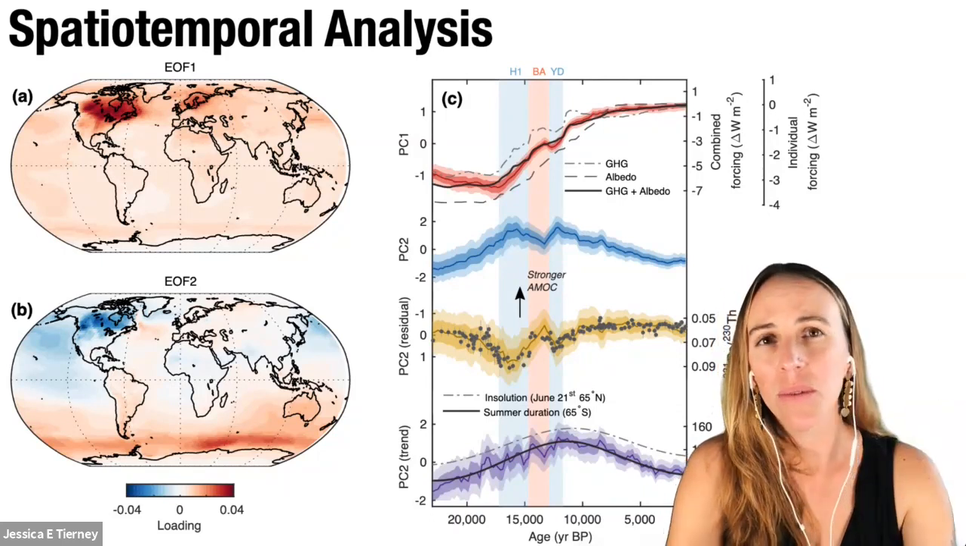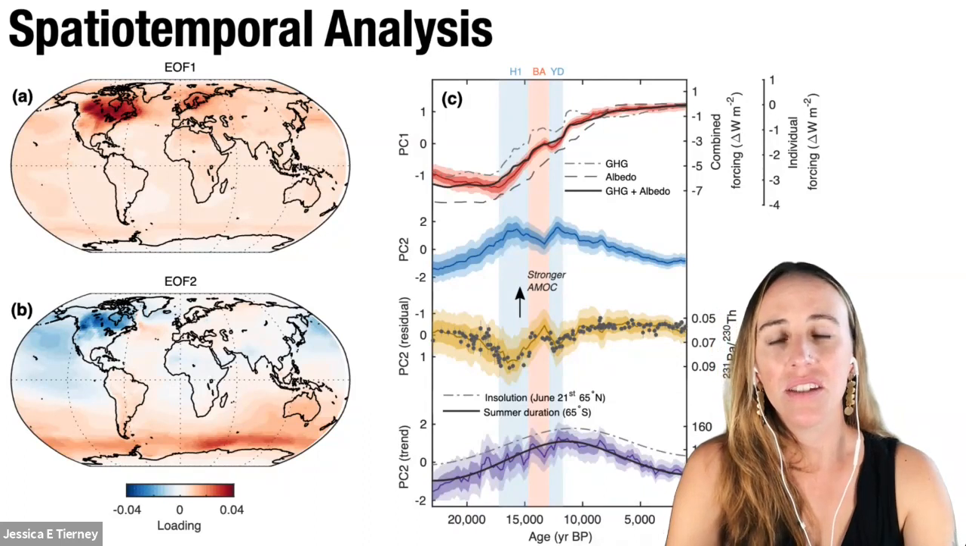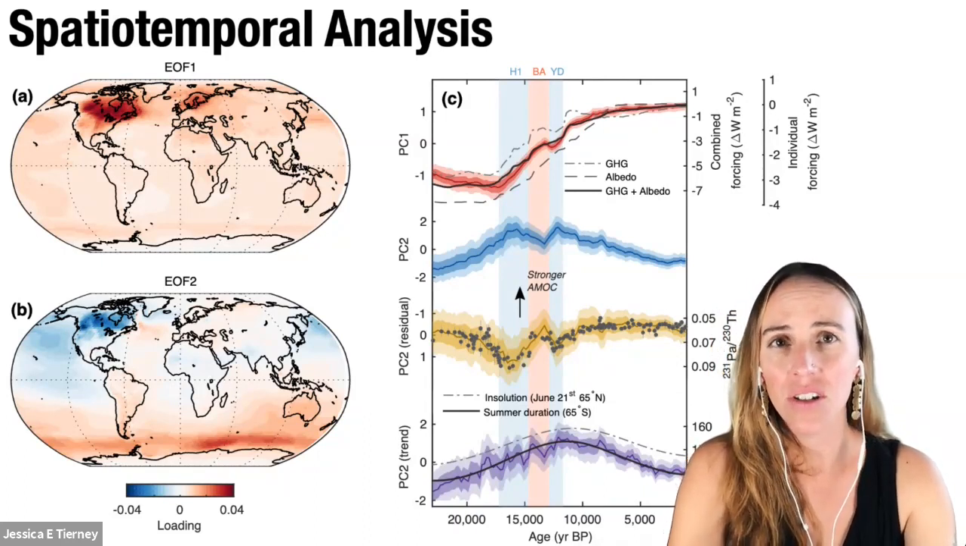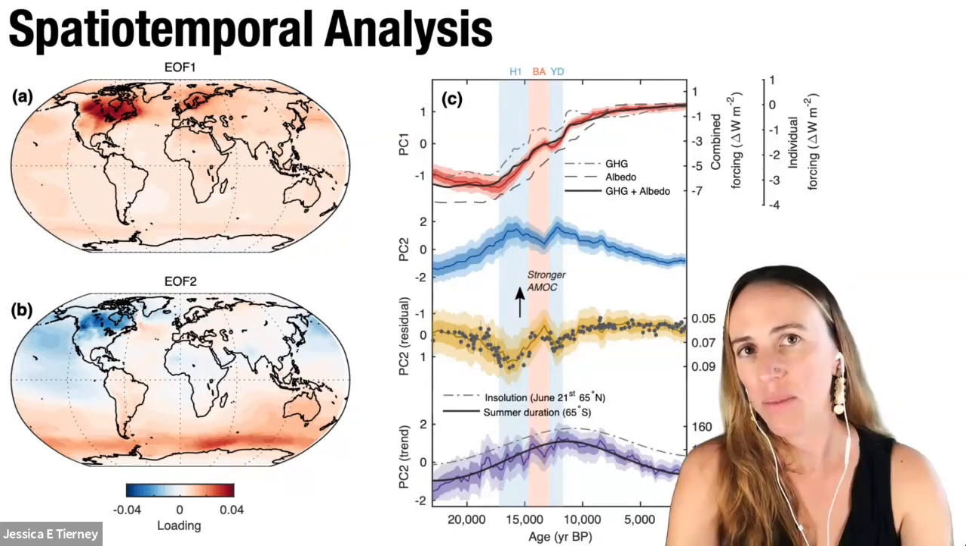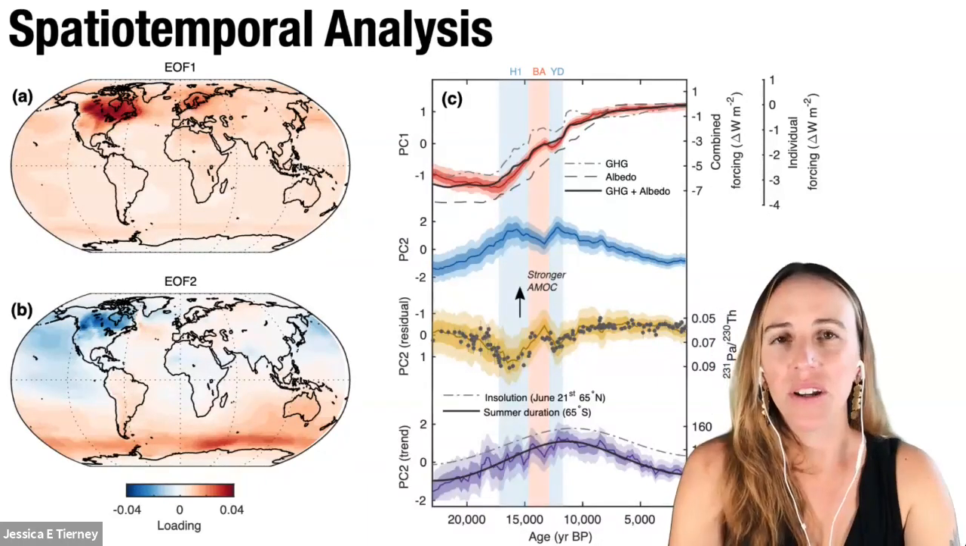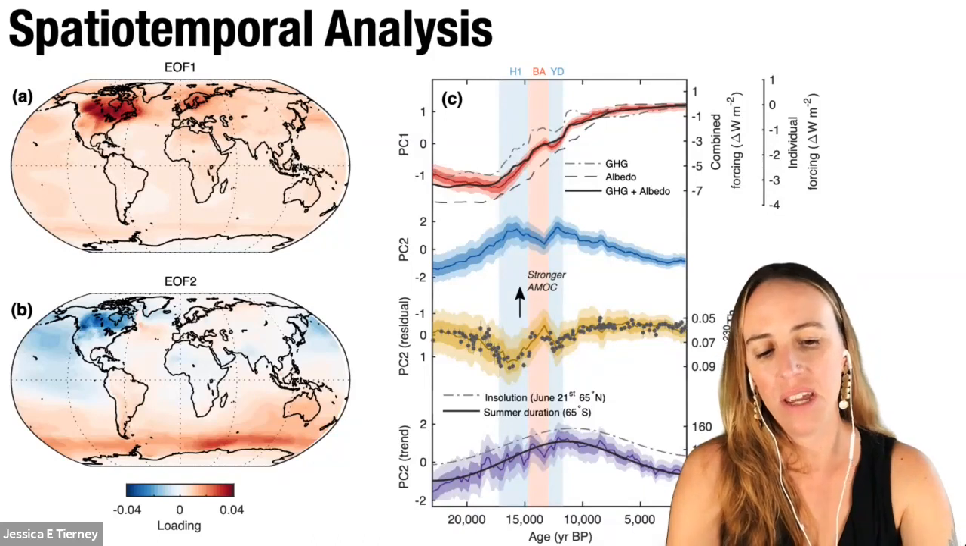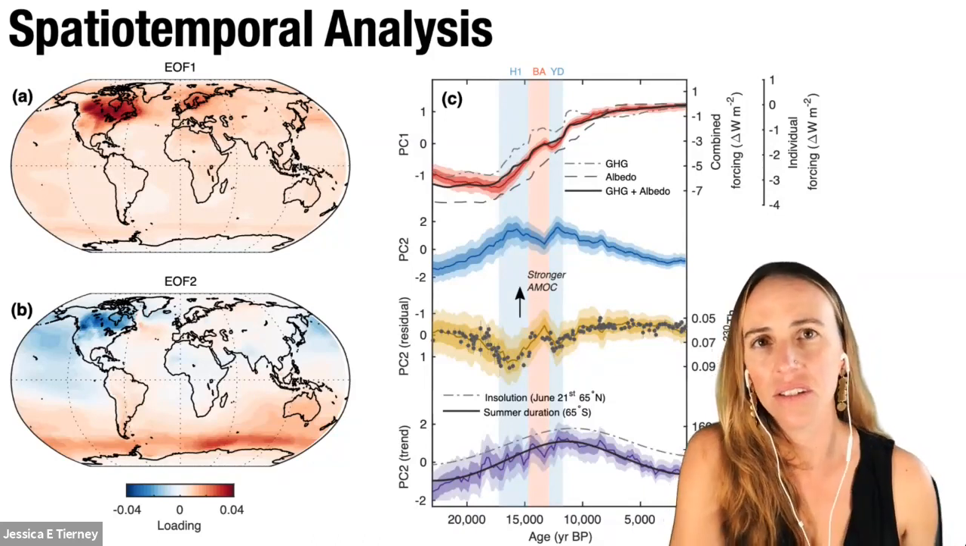Of course, there's the orbital forcing, which is the change in the precession cycle. And while that matters for the seasonal changes, it actually cancels out in the annual mean. So it's not very important on these timescales. So basically the main driver is greenhouse gases.